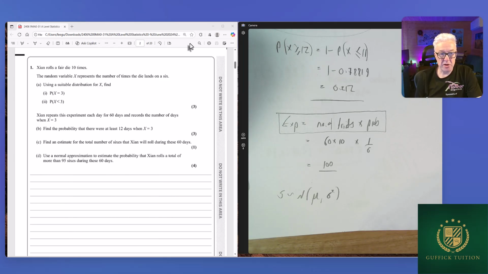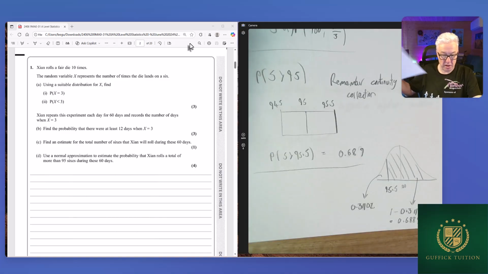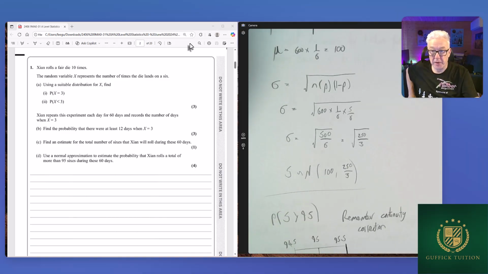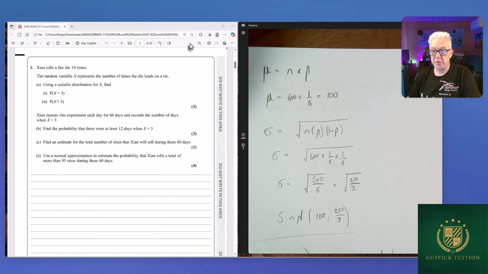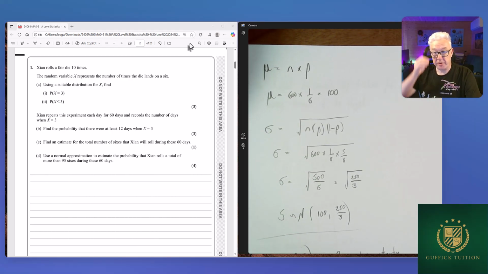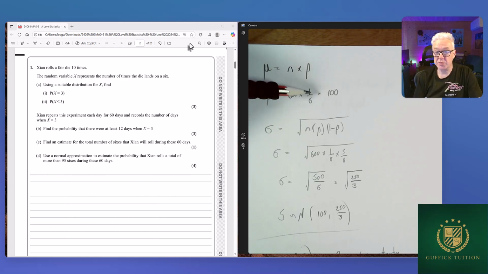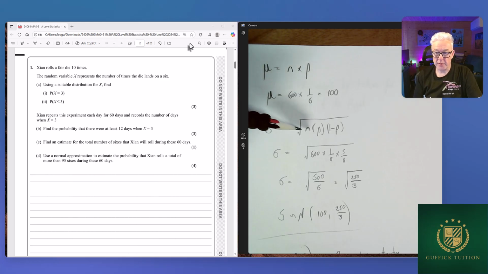Part D, use a normal approximation to estimate the probability that 𝗀 rolls a total number of more than 95 6s during the 60 days. So we're going to use a normal approximation to our binomial. And remember that when we're doing that, we say that mu is equal to n times p. We've already established that n is 600 and that p is 1/6. So mu is 100. Sigma is equal to the square root of n times p times 1 minus p.